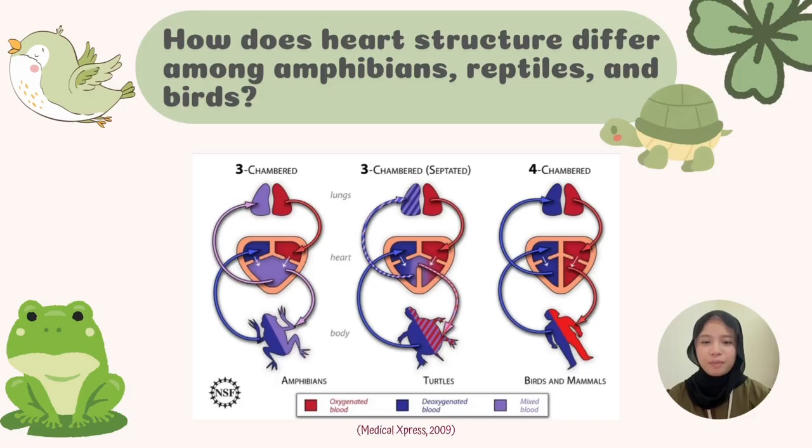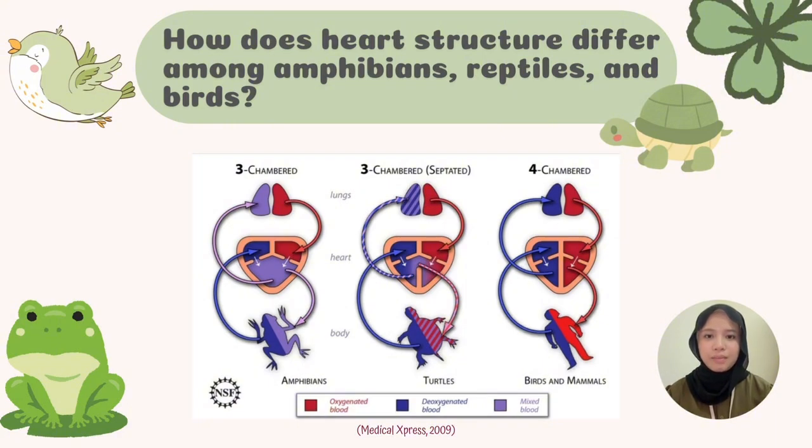First one is amphibians, for example, frogs. Frogs have a three-chamber heart consisting of two atria and one ventricle. In this heart, oxygenated and deoxygenated blood mix within the ventricle, which makes circulation less efficient compared to more advanced vertebrates. Second one is reptiles.